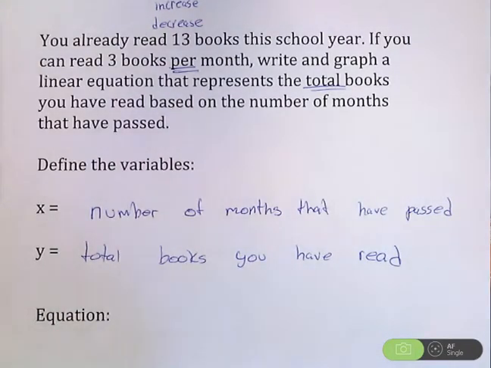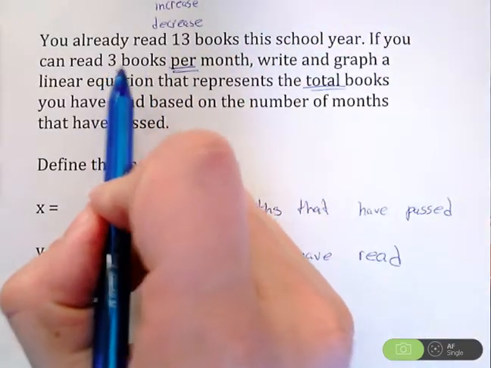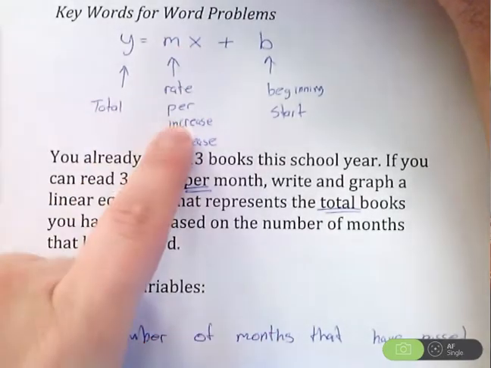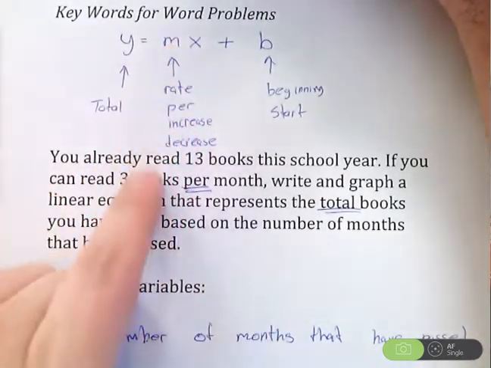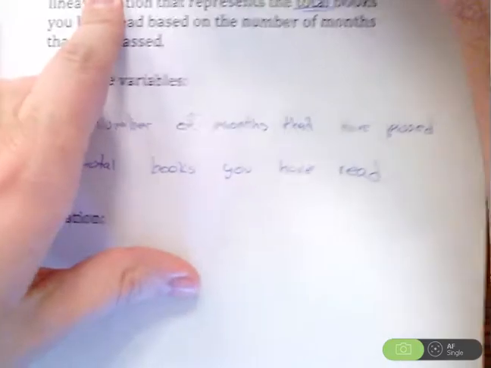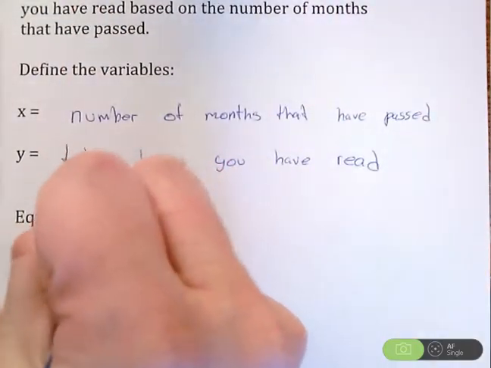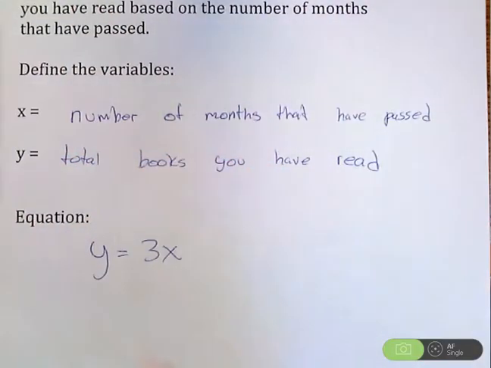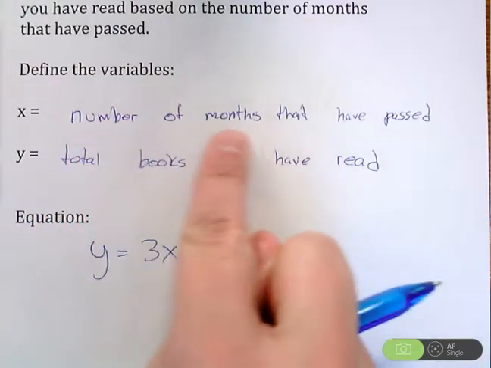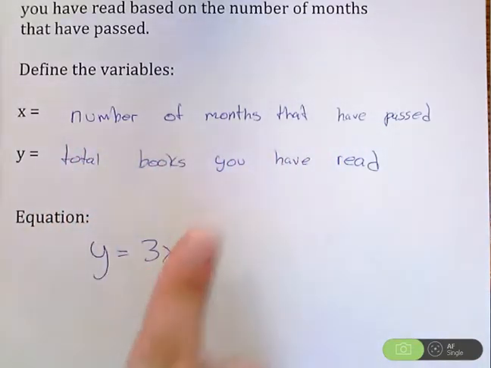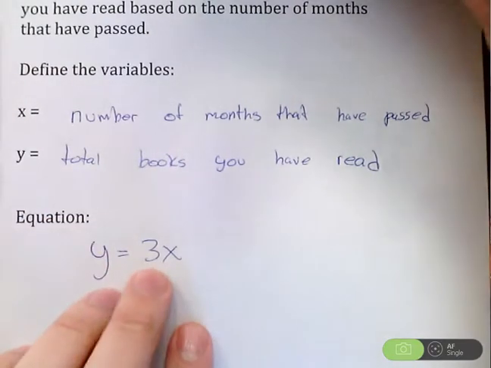The only thing I still need to do is come up with my equation. So I did underline a buzzword here, per. It says if you can read 3 books per month. Now per is typically going to go with our slope. So our slope here, instead of m, let's put 3. And that's going to be positive 3, because as the months pass, you read more books, and your total is going to go up. It goes in a positive direction, so it's going to be positive 3. So I have y equals 3x.